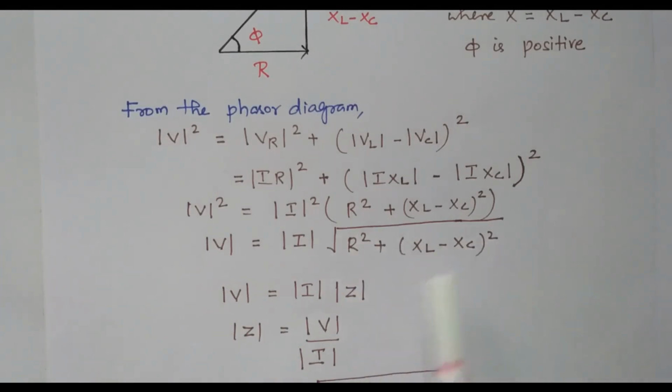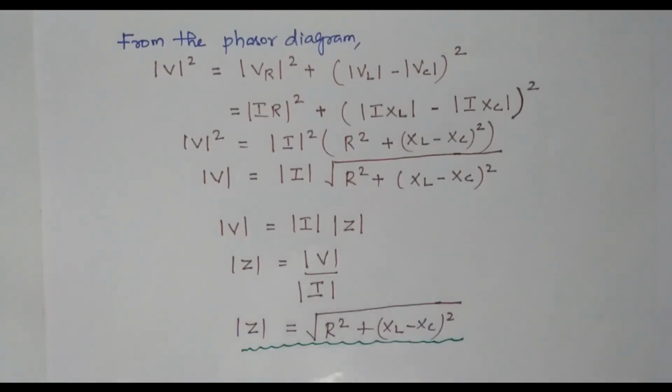So this term is nothing but the impedance Z. That is V by I: bring this I to the denominator, so Z equals V by I. So the impedance in this case, XL greater than XC, is the square root of R square plus (XL minus XC) the whole square. This is the impedance for the second case.